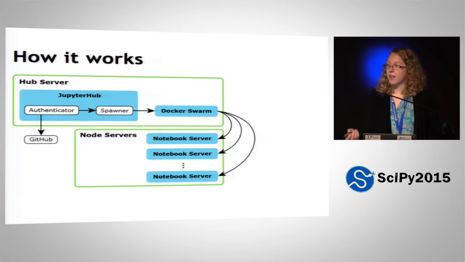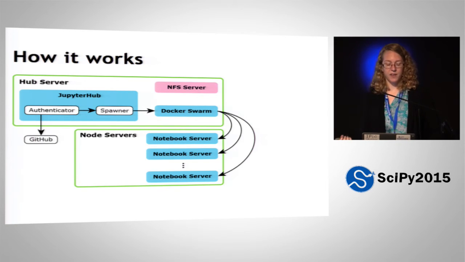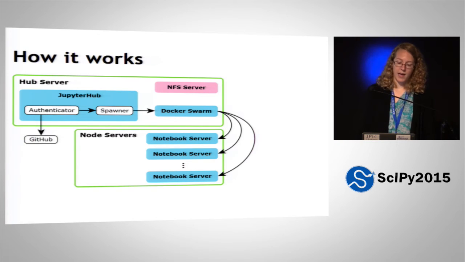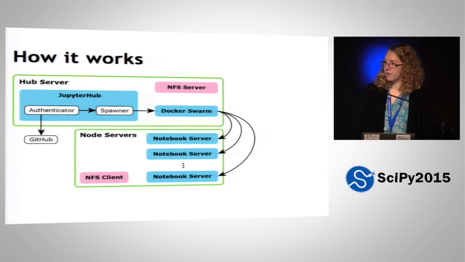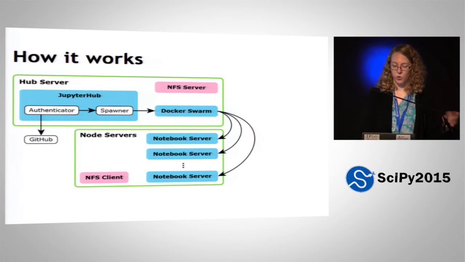To ensure that regardless of which node server the notebooks got started on, they always had the same files, we ran an NFS server on the hub server. Each of the node servers was running an NFS client with the home directories of all the students, so we could just mount those files within the Docker containers, and they would have access to everything they needed. So that's a very high-level overview. Again, if you are interested in more detail, you can come talk to me or check out the blog post that I mentioned earlier.